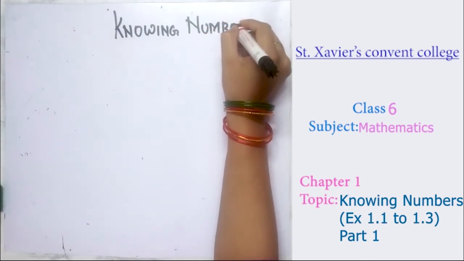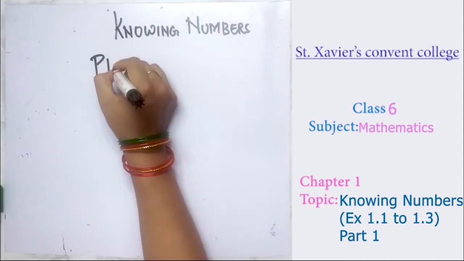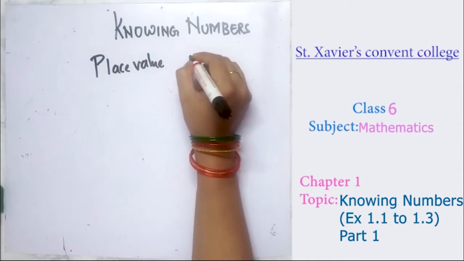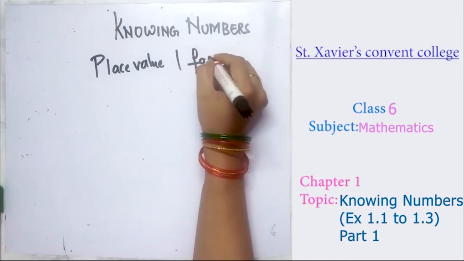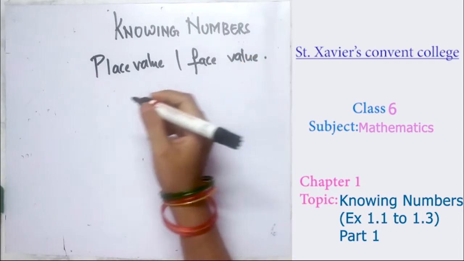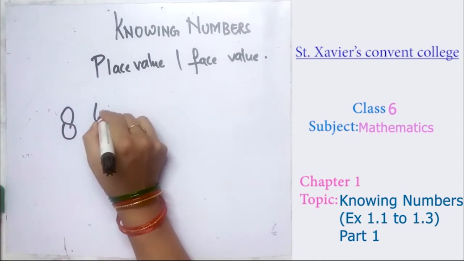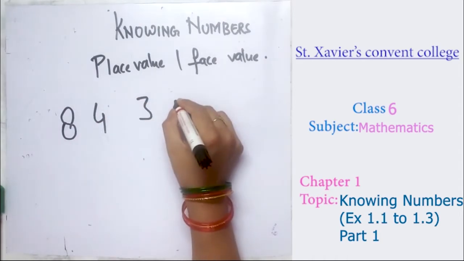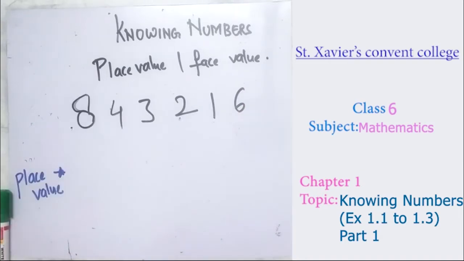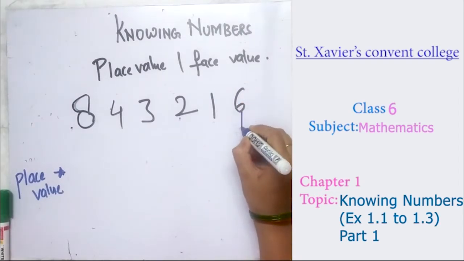In Knowing Numbers, you have two important topics, that is the place value and the face value. To understand this, we are taking a simple example. Suppose I have the number 843216. This is my number. We start from the right hand side. The first number on the right hand side is 6.